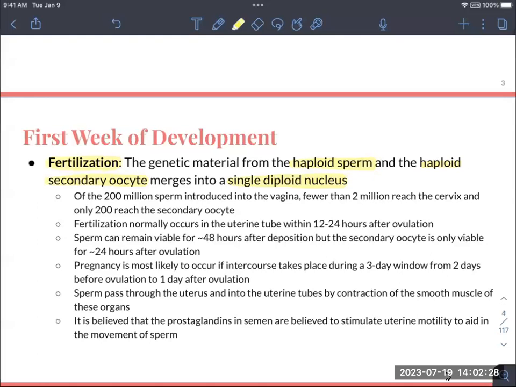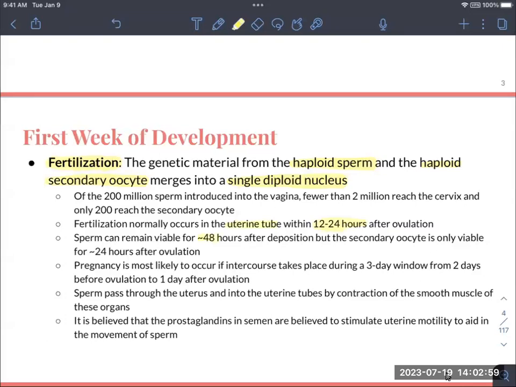So 2 million sperm usually enter the vagina. Not even 2 million of them will make it to the cervix. Maybe 200 will make it to that secondary oocyte. Fertilization is going to occur in those uterine tubes between 12 to 24 hours after ovulation.